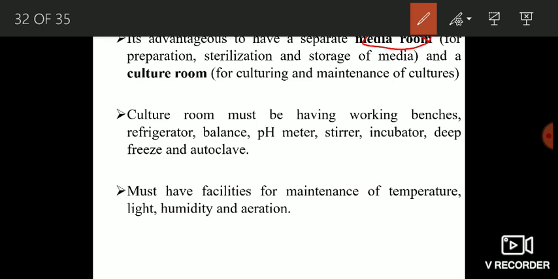The culture rooms must have facilities for maintenance of temperature, light, humidity, and aeration. In short, it means you should have an automatic control system on temperature, light, humidity, and aeration. They should automatically be controlled.